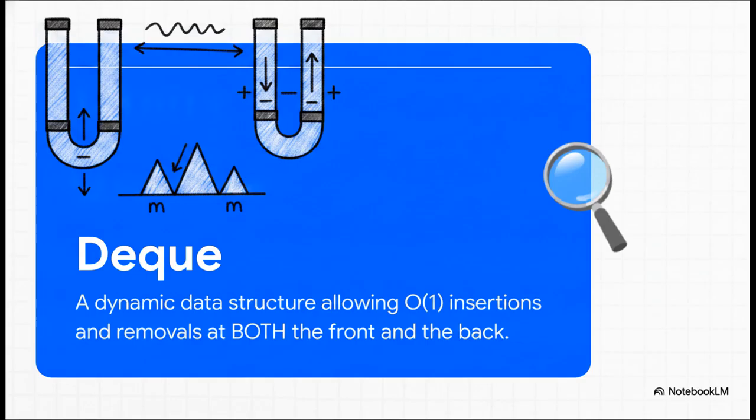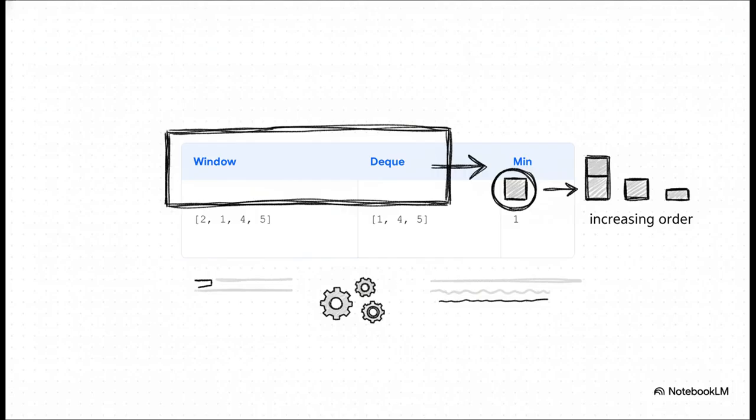And by giving us that front and back access, the Deque becomes the ultimate tool for complex range queries, specifically for tracking the running minimum or maximum inside a sliding window. Let's mentally dry run this so you can really see the cognitive model in action. Imagine an array and a sliding window of size 4.